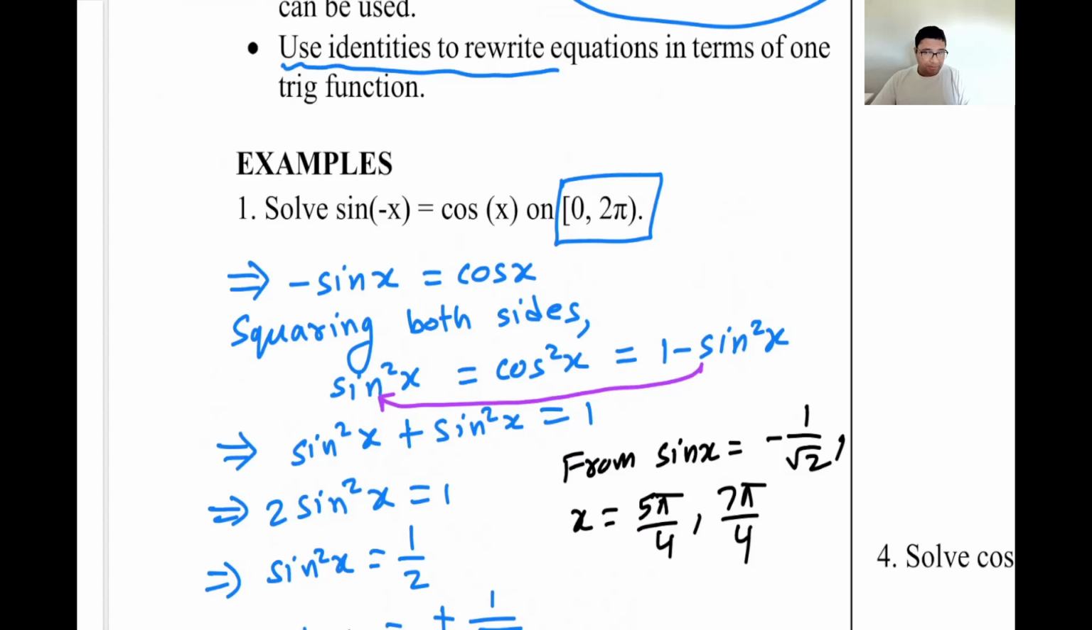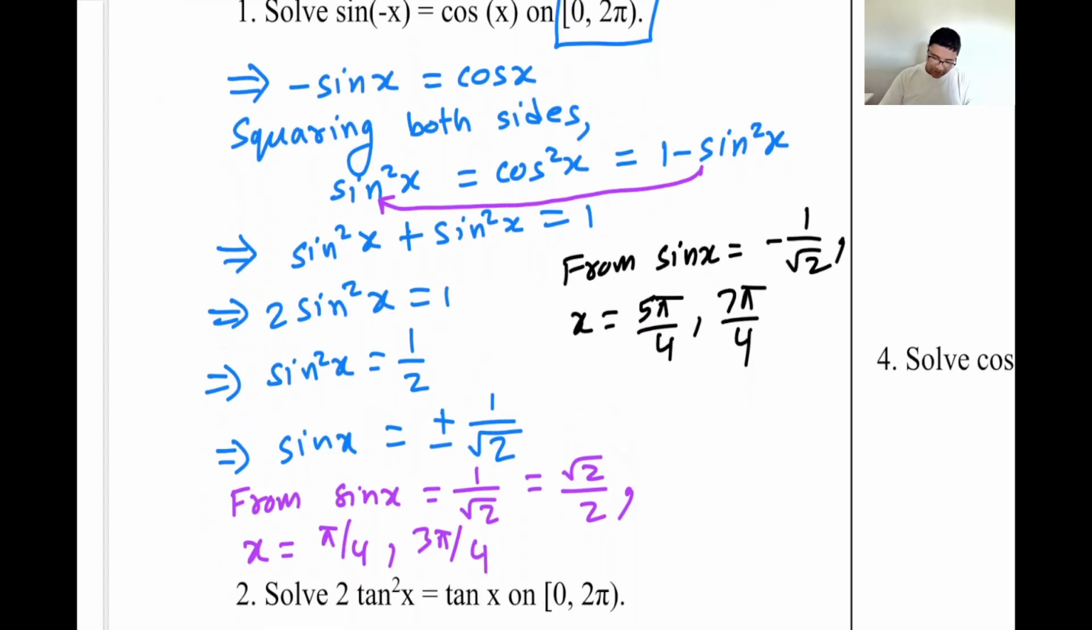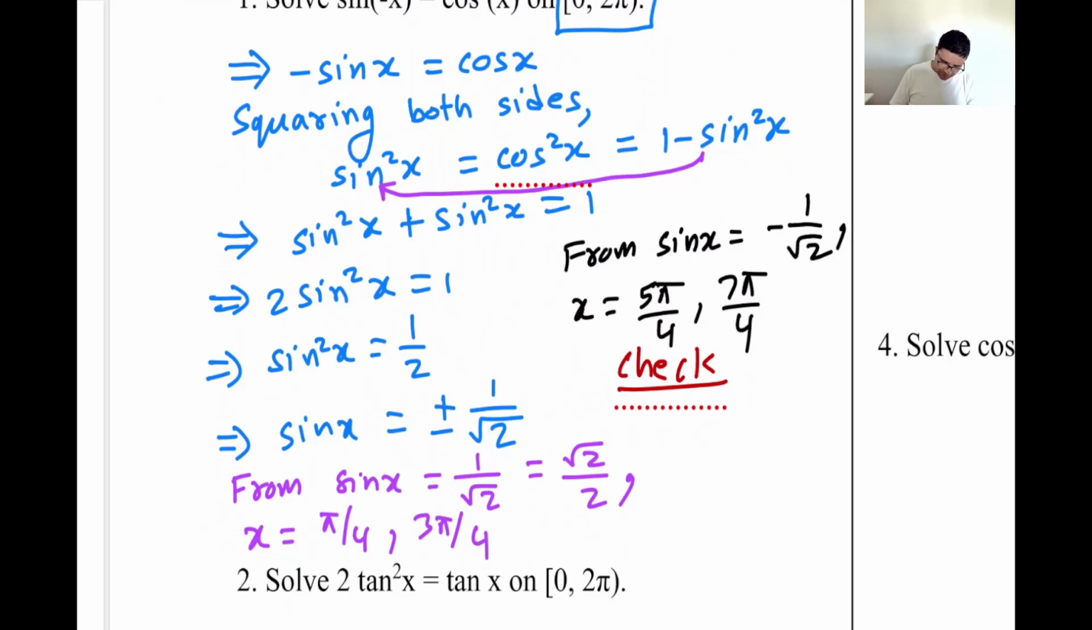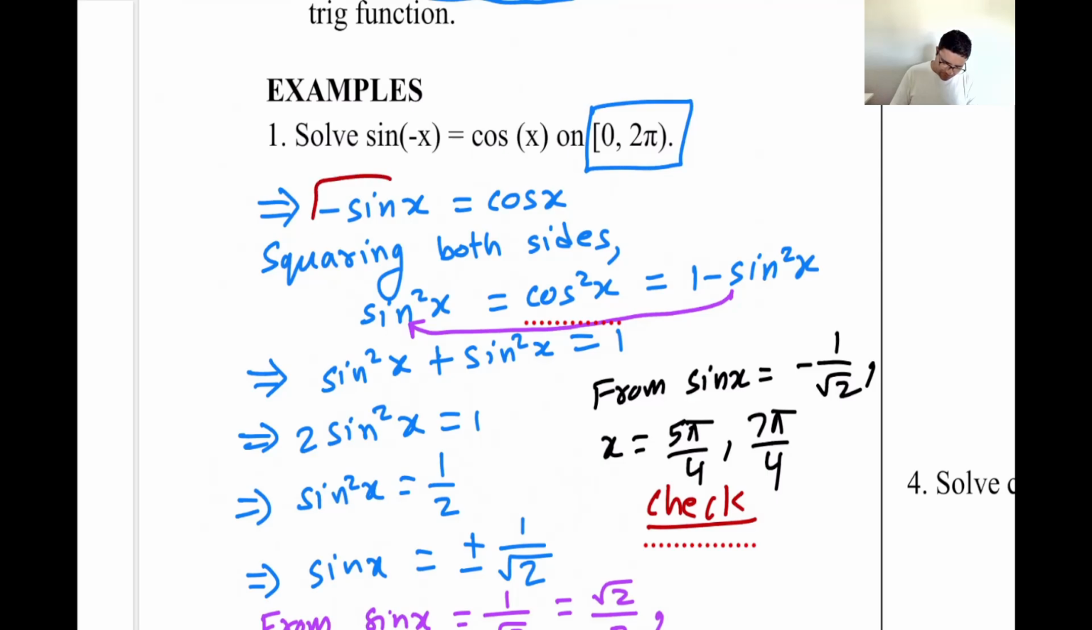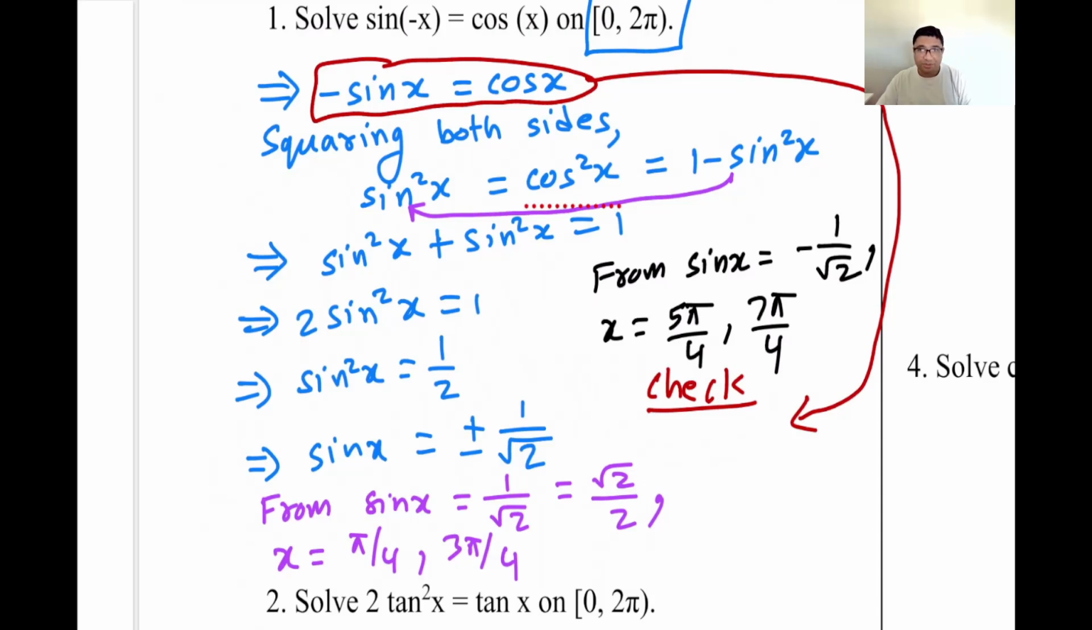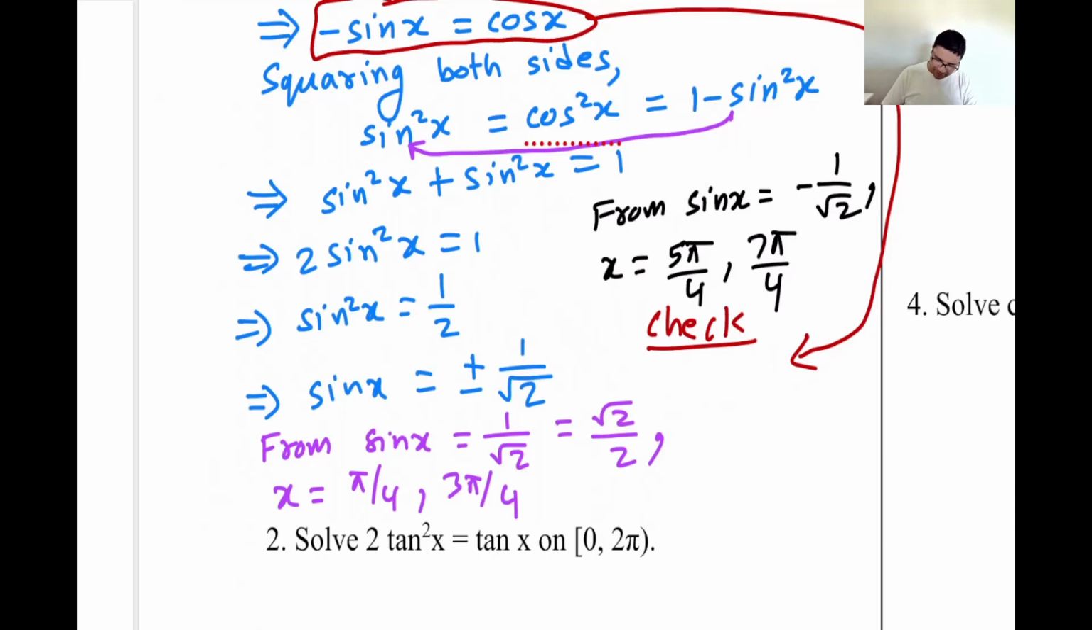But not all of them might be true. So what you need to do is check. Check with what? The original equation. And the original equation will be easy to use, before you squared. So I'm going to go here and check with this, because that was the equation before we squared it, right? Minus sin x equals cos x. And I can straight away discard some of them. For example, I'll use green color now.